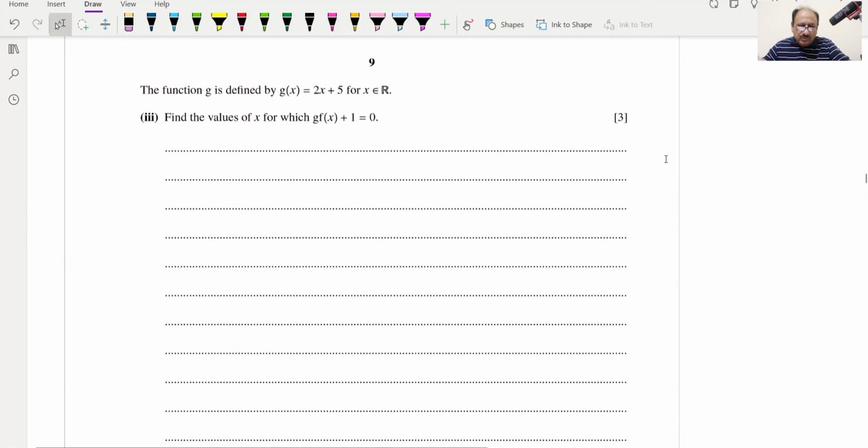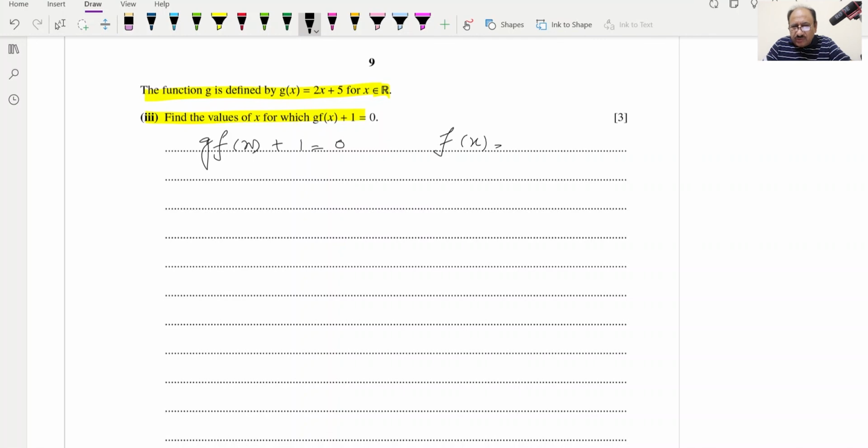Now question, same question, third part. The function g is defined by g of x is equal to this one, x belongs to real numbers. Find the values of x for which g of f of x is equal to 1. So g of f of x plus 1 is equal to 1, and what is f of x?